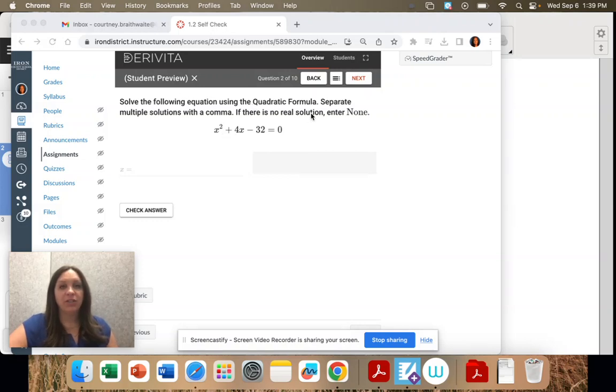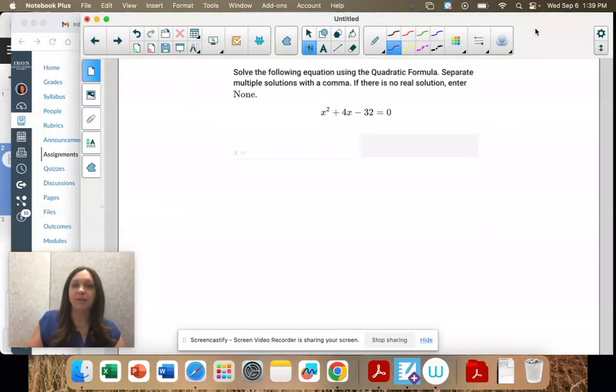Solve the following equation using the quadratic formula. Separate multiple solutions with a comma. If there are no real solutions, enter none. So, quadratic formula.